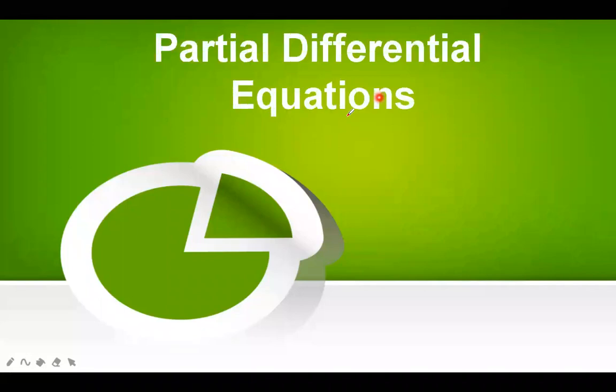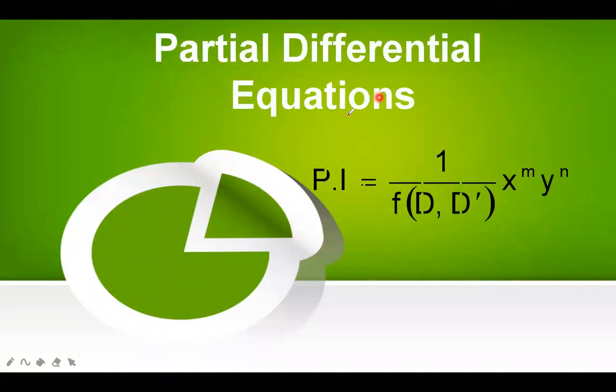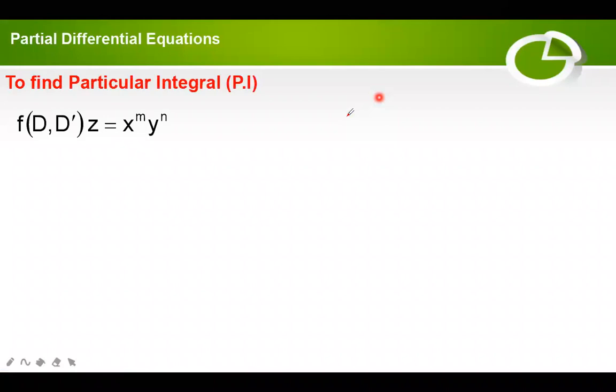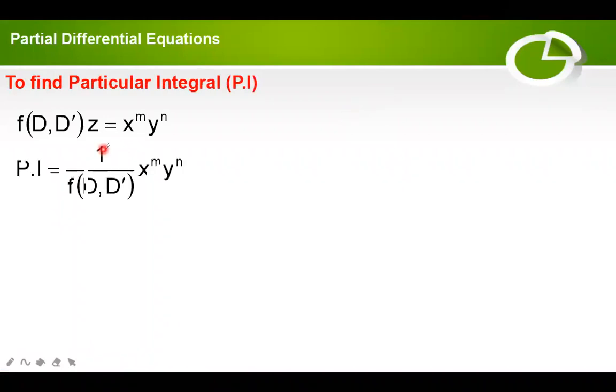Hi friends, we are continuing the lecture on partial differential equations. In this lecture we will discuss how to find the particular integral (PI) in the case of x raised to m into y raised to n. The complementary function is common for any method. So PI equals 1 upon f of D, D dash into x raised to m into y raised to n.